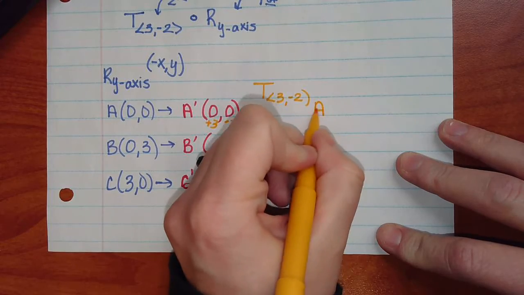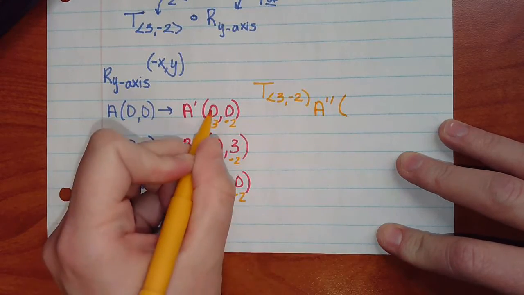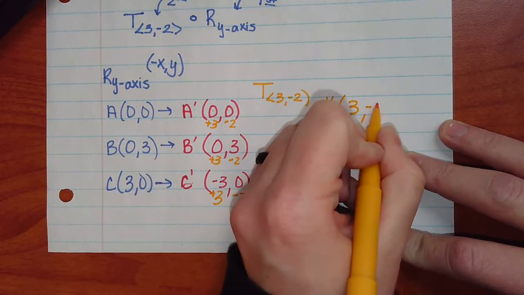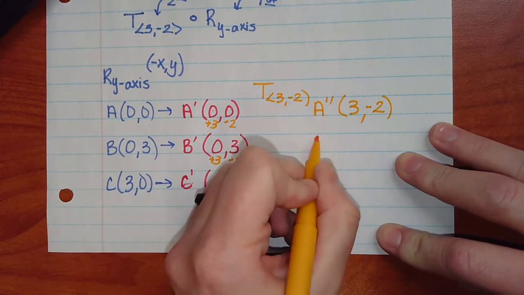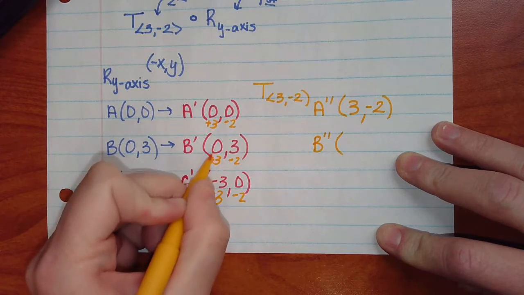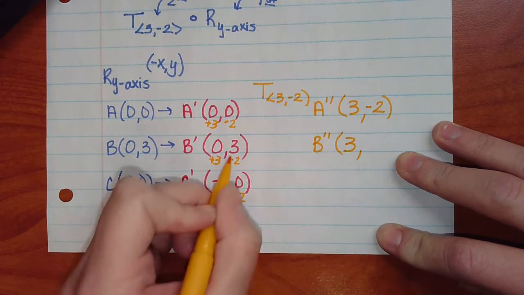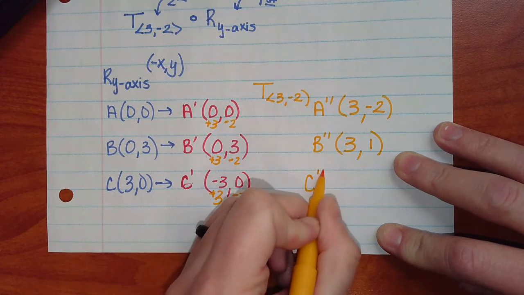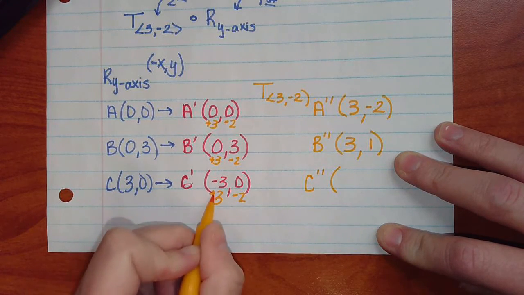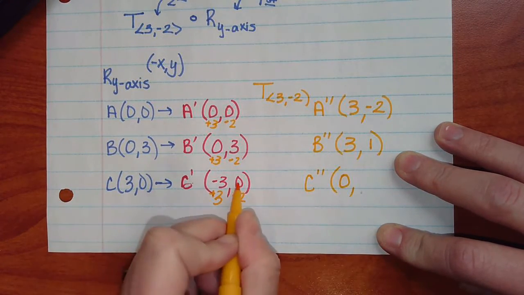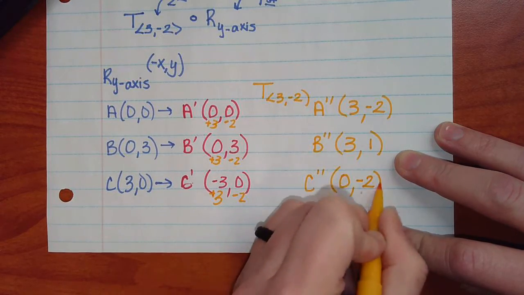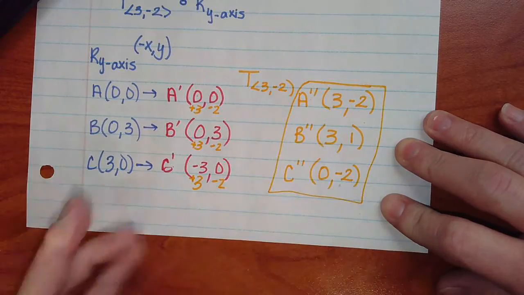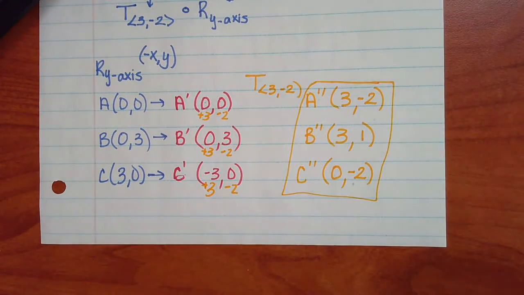So A double prime would be 0 plus 3 is 3, 0 minus 2 is negative 2. B double prime, 0 plus 3 is 3, 3 minus 2 is 1. And then C double prime, negative 3 plus 3 is 0, 0 minus 2 is negative 2. This would be your final answer. We're looking for your double primes.